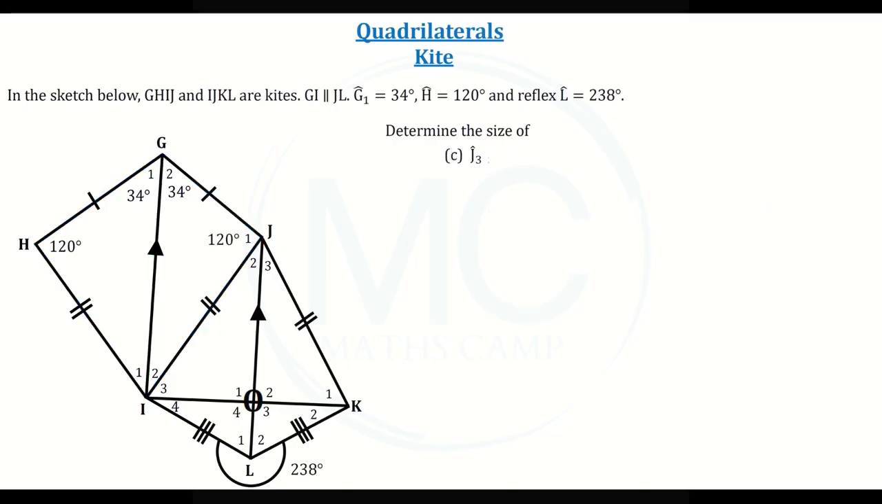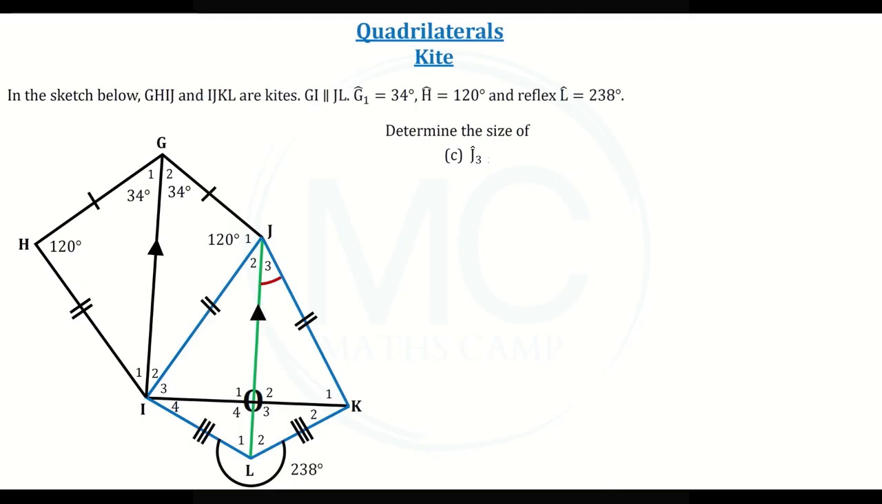Determine the size of angle J3. Let's mark angle J3 in red. It sits in kite IJKL, so let's make this kite blue. From the diagram, we can see that JK over here is the same length as JI, and LK is the same length as LI, which means that JL is the main diagonal in the kite. So let's make it green.